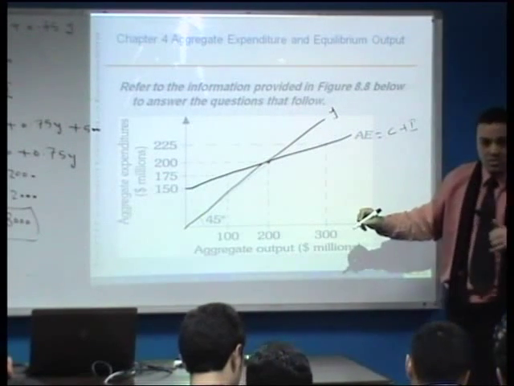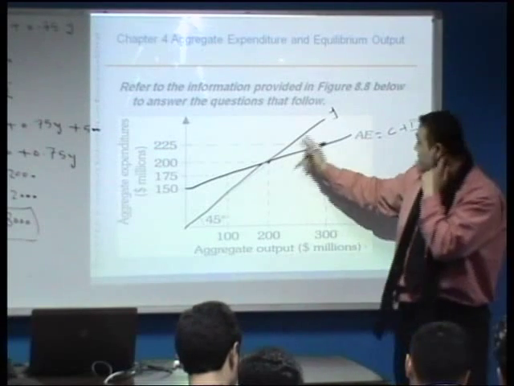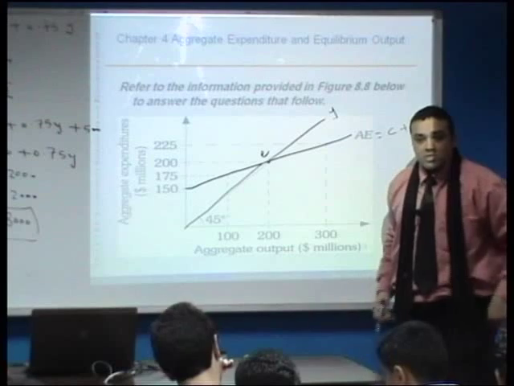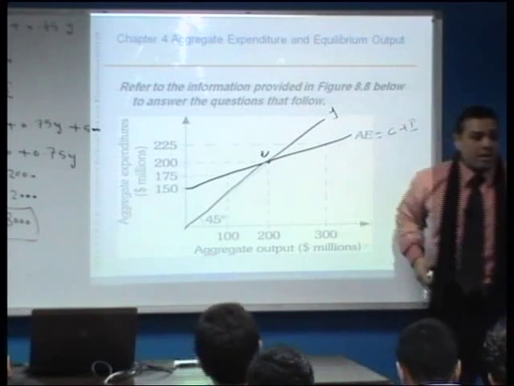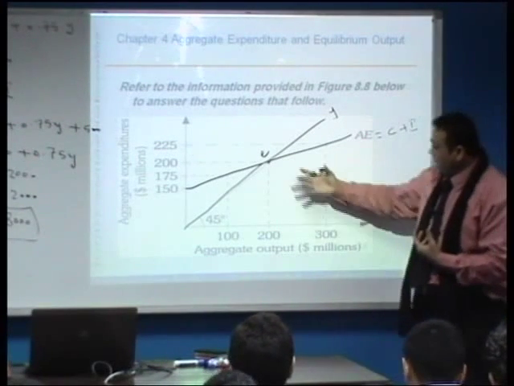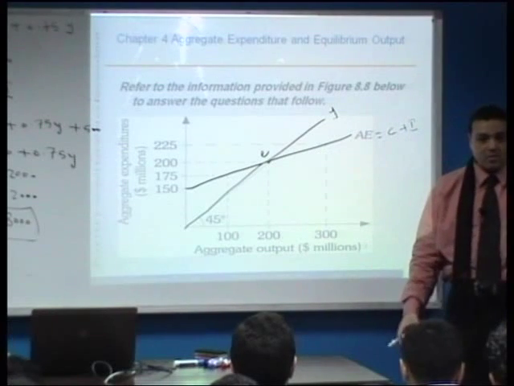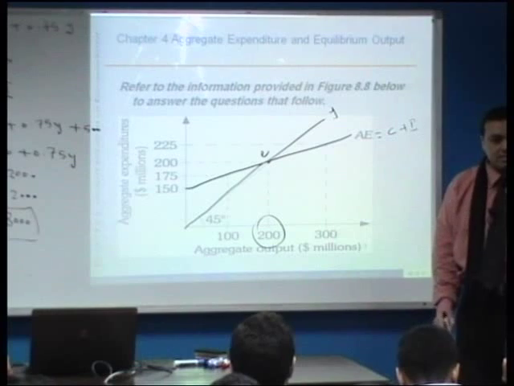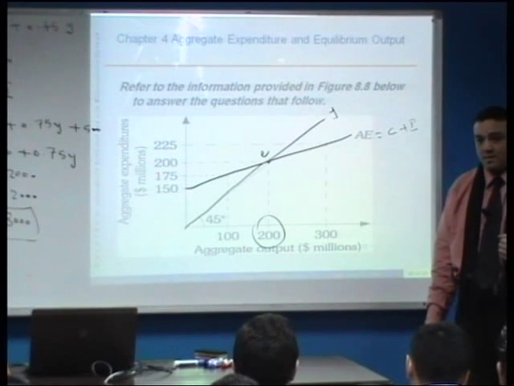The equilibrium, as you see, occurs when Y intersects the aggregate expenditure function E. So how much is the equilibrium income or the equilibrium aggregate output? $200 million, or $200, right?